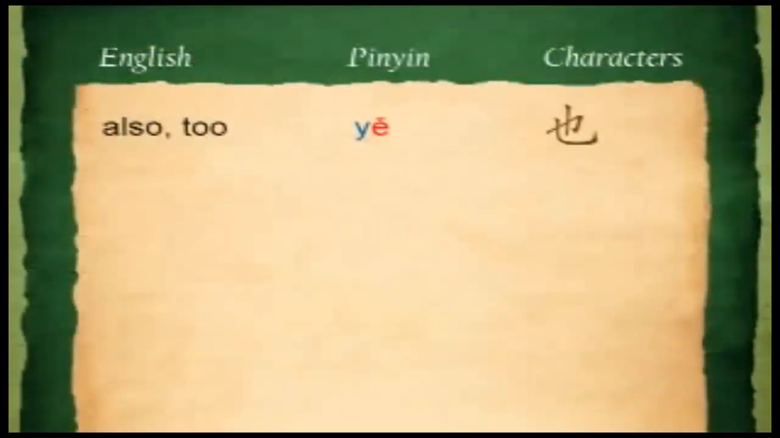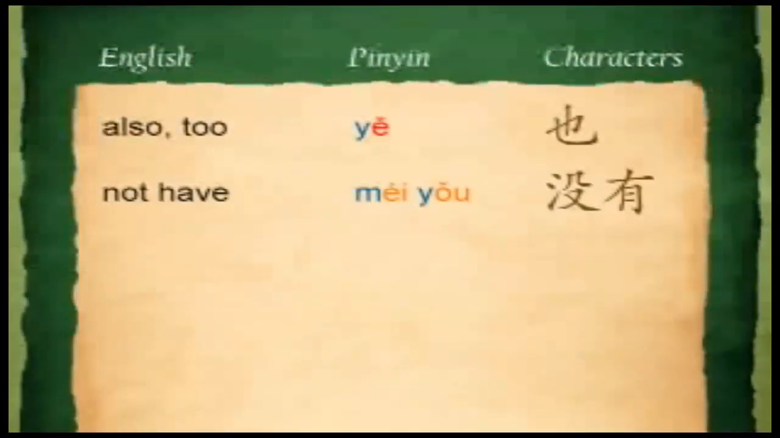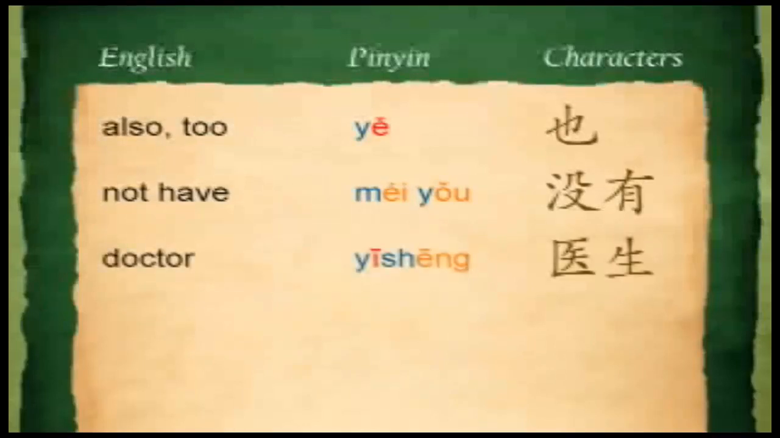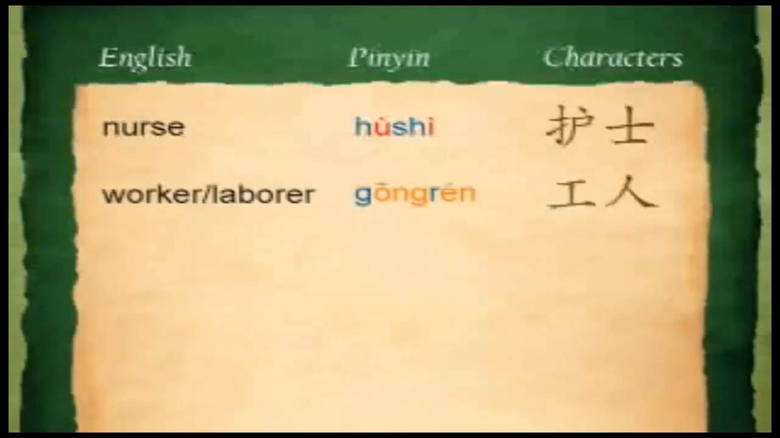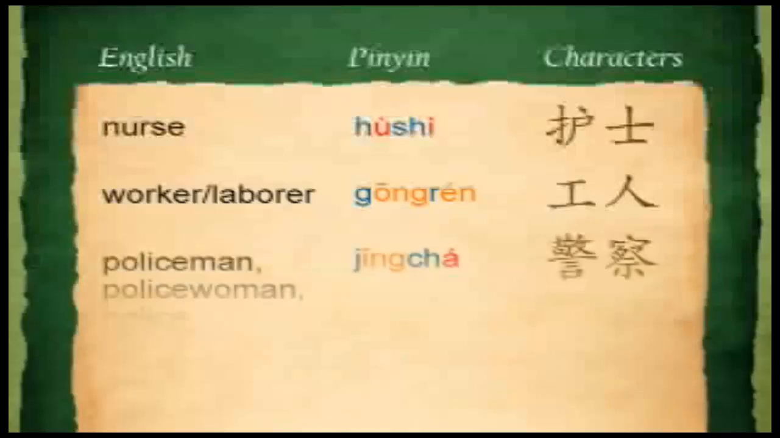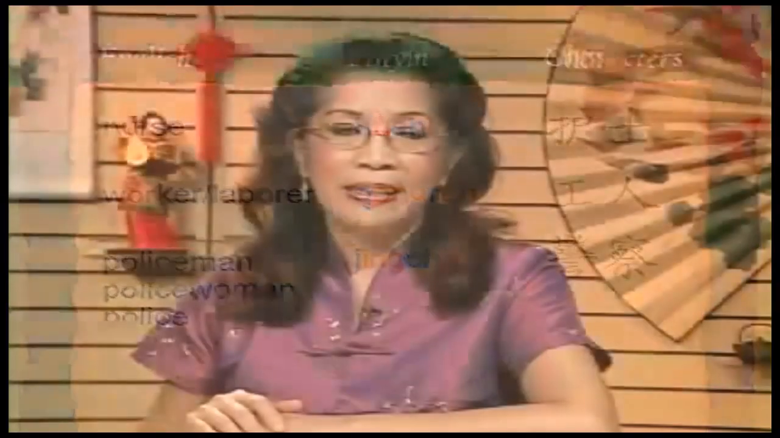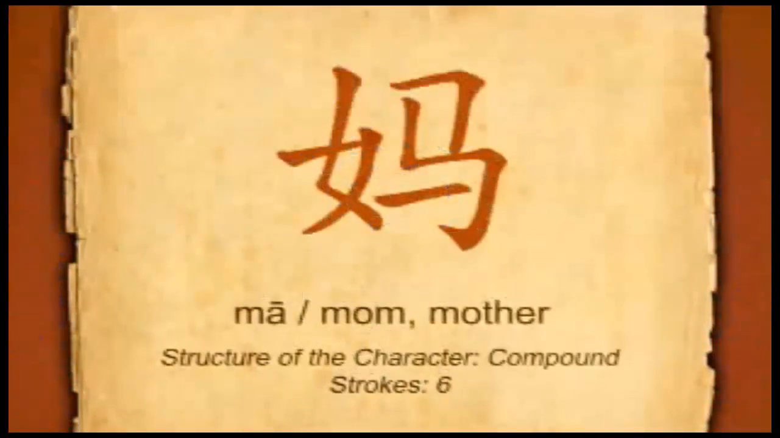Our vocabulary today was 也, also; 没有, not have; 医生, doctor; 护士, nurse; 工人, worker, laborer; and 警察, policeman, policewoman, or police. Then you worked on a listening exercise and practiced speaking sentences you heard in the dialogue with your practice partner. Finally, we analyzed the character structure of the words 爸, 妈, and 哥.